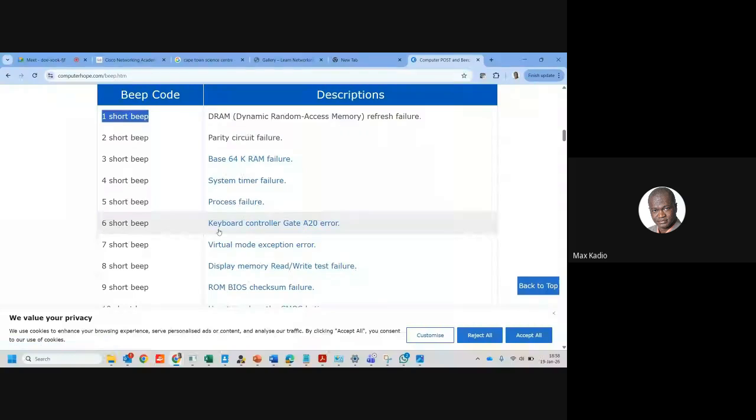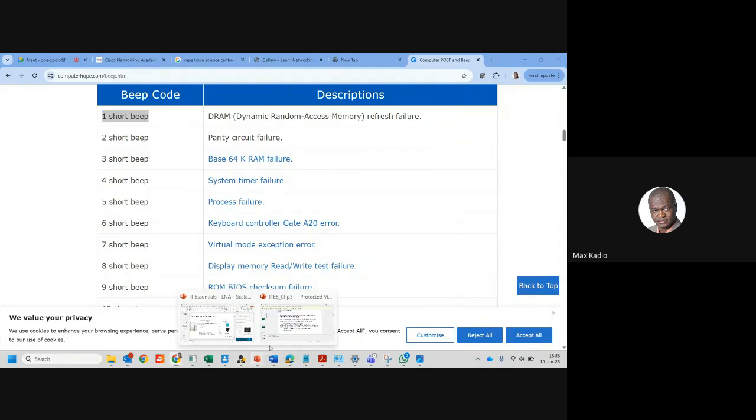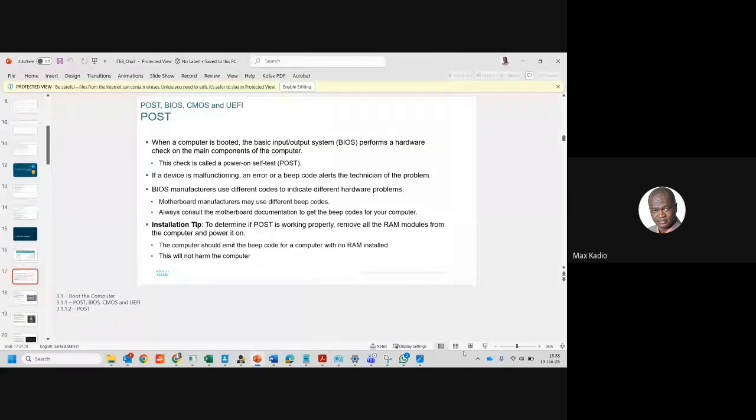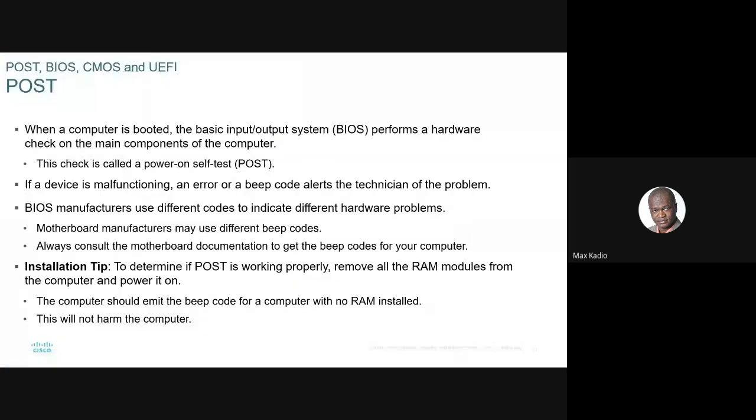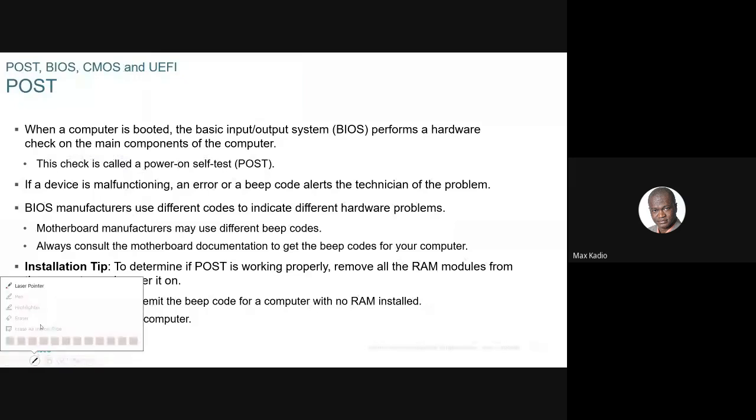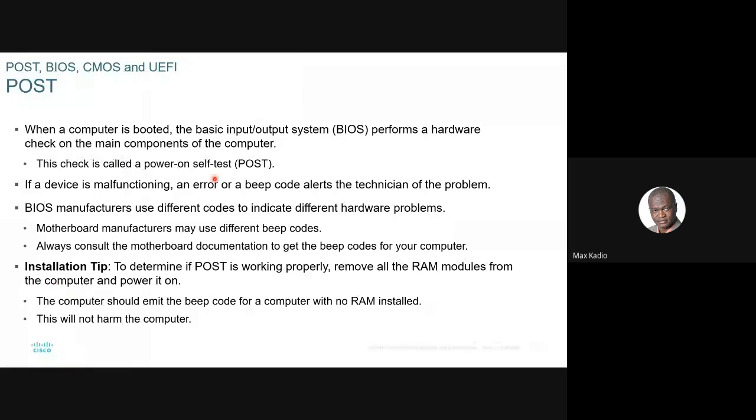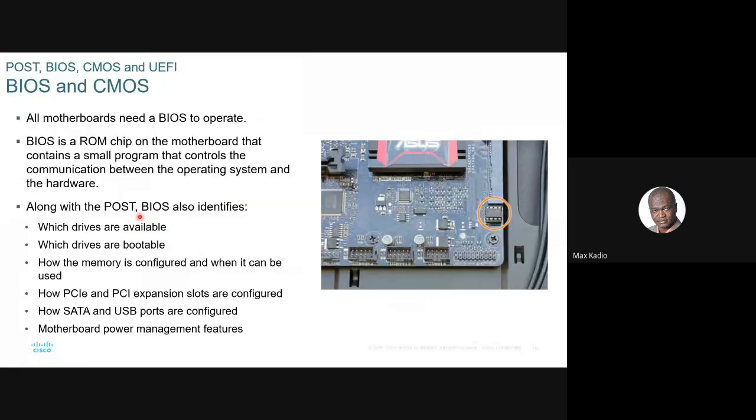With 6 short beeps, it's a keyboard. So you'll see that also in AutoCAD. So POST is very important in IT. The PC is going to check itself. If all good, then you can see your screen. So you can get more info in AutoCAD.